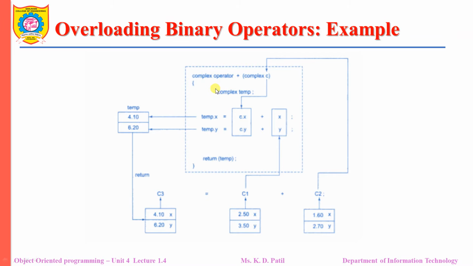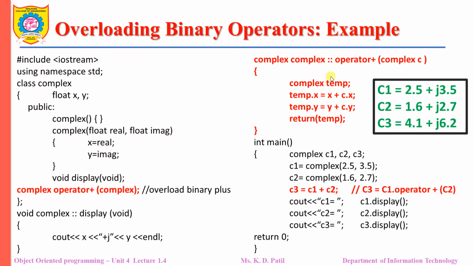In this operator overloading function, the function receives only one argument, and that argument is of complex type and is received explicitly. The return type is complex, and it is a member function of the class complex. So this is how we have defined our operator function here.